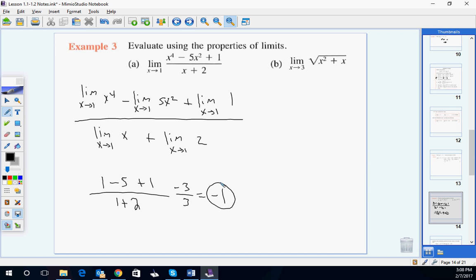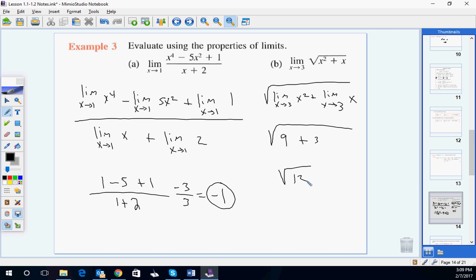For this one, all they did was put all the stuff in the square root. At this point, we can plug these in. 3 squared is 9 plus 3, you get root 12. And if you remember your math 20, you can break that down. So 2 root 3 would be the limit of part B there as x approaches 3.